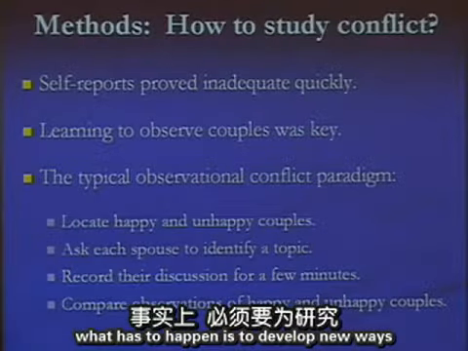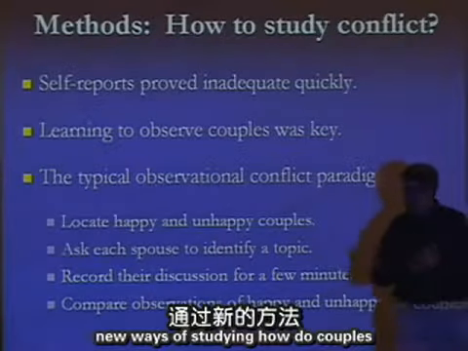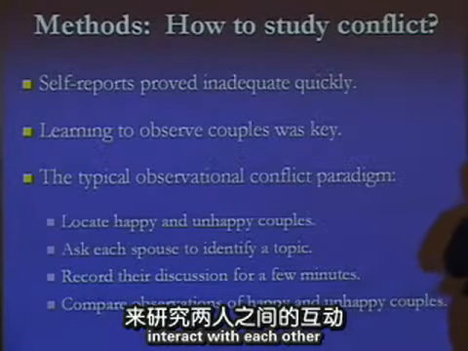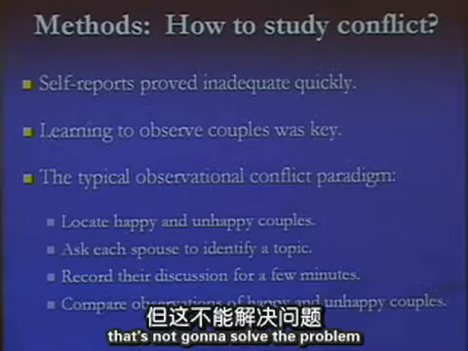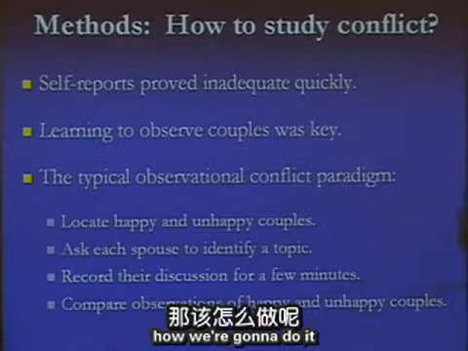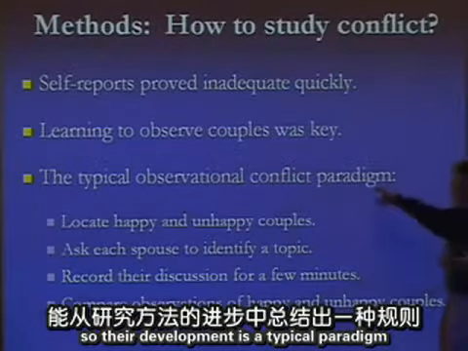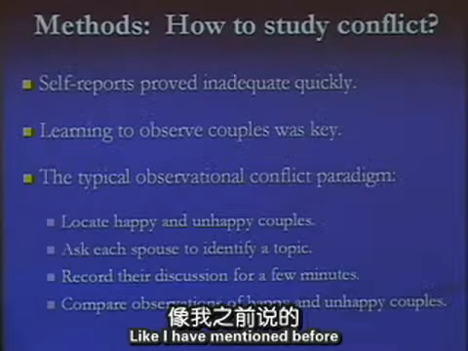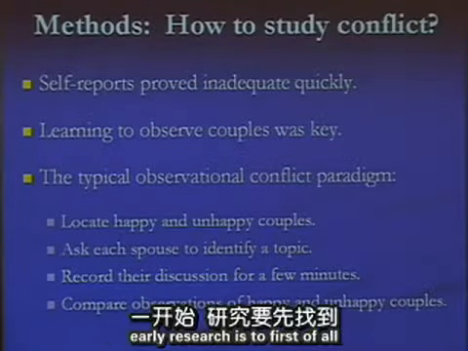And what had to happen was the development of new ways of doing research, new ways of studying how couples interact with each other. We used to ask them, that's not good enough, so now we have to say, well, how are we going to do it? And so there developed a typical paradigm to observe conflict, which I may have mentioned before when we talked about observational data in the methods lecture. Let me go over it in a little more detail now.